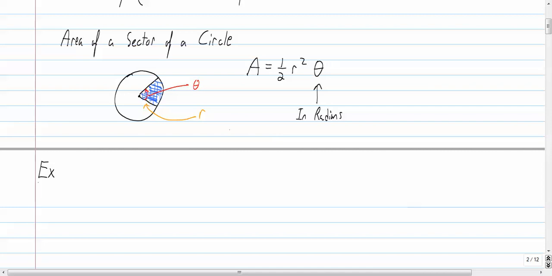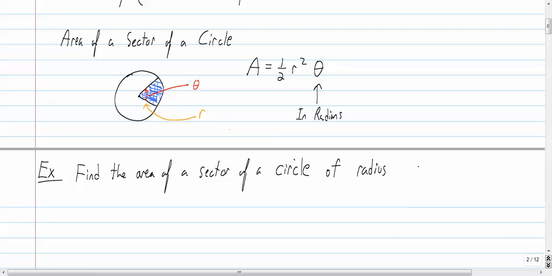Alright? So for example, what if we want to find the area of a sector of a circle of radius 2 formed by an angle of 30 degrees? And let's round to 4 decimal places.